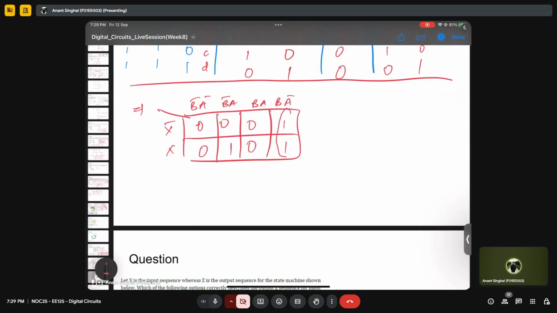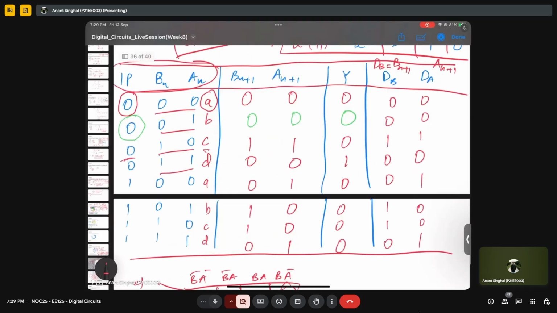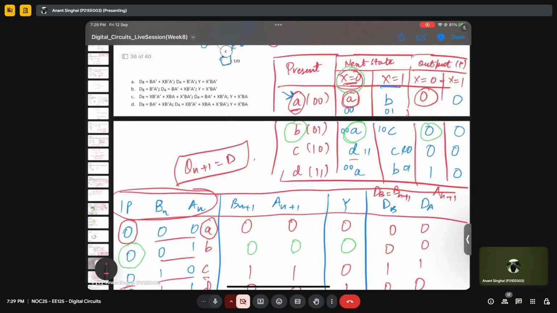Okay, so we have this and this as singlet. So we can write DB as A bar B plus X B bar A. So we have an option like that. A bar B plus X B bar A. Yeah, so this is correct. I mean, I don't see any other option like that.